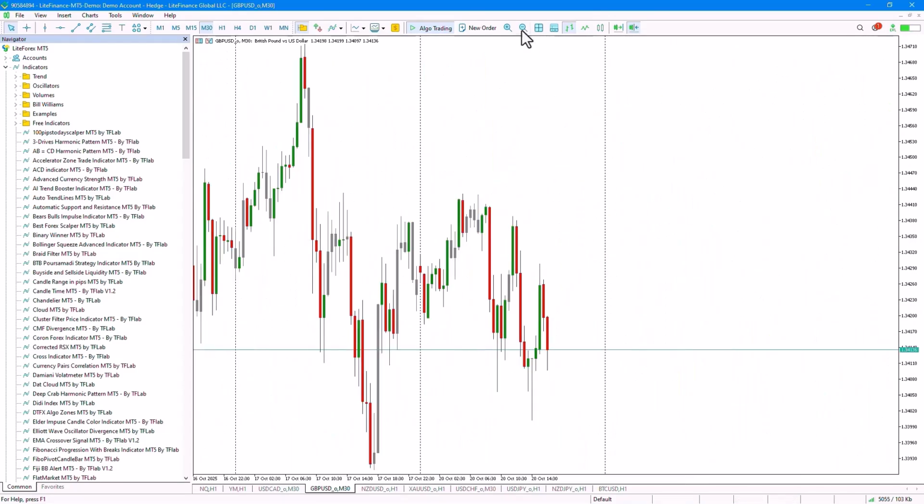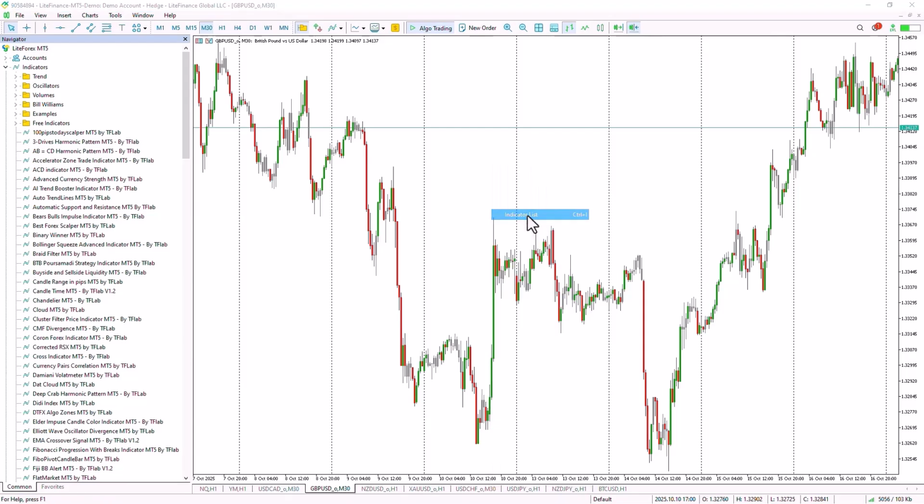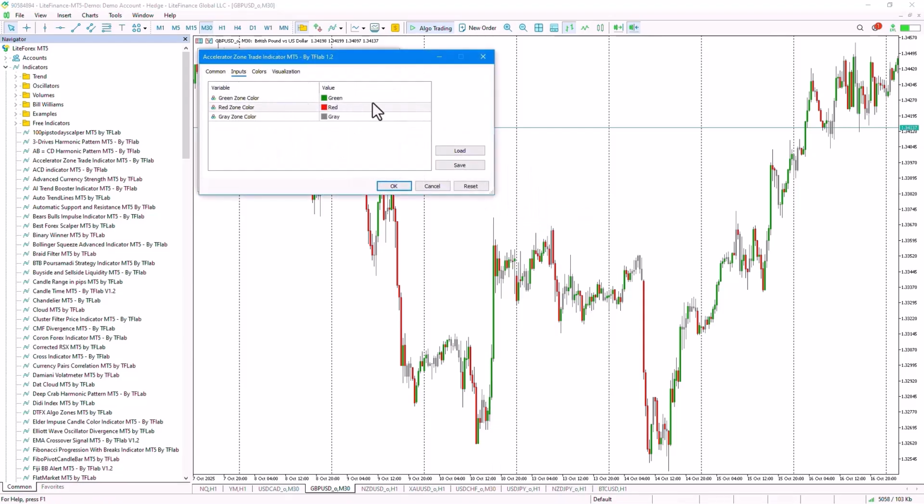In the settings section, under input, there are 3 parameters available to us that we can adjust: the color of bullish candles, the color of bearish candles, and the color of the range area. Here we can change them to any color we like.